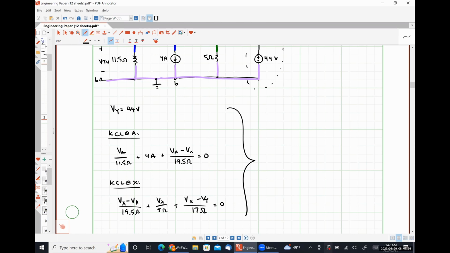My coefficient for VX is negative 1 over 19.5, so negative 2 over 39. My coefficient for VY is 0. My constant term is negative 4.